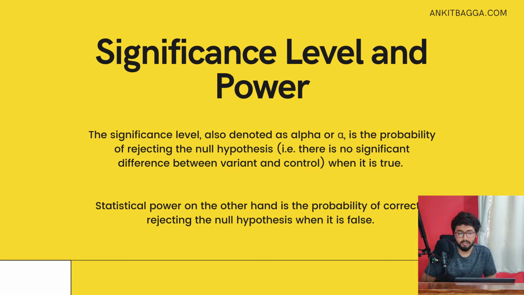To avoid type 1 and type 2 errors in your A/B test, one of the key things is the concept of significance level and statistical power. Significance level, also denoted by alpha, is the probability of rejecting the null hypothesis. Whenever I'm talking about the null hypothesis, that means the assumption that there is no difference between A and B. So significance level is the probability of rejecting the null hypothesis when it is true.